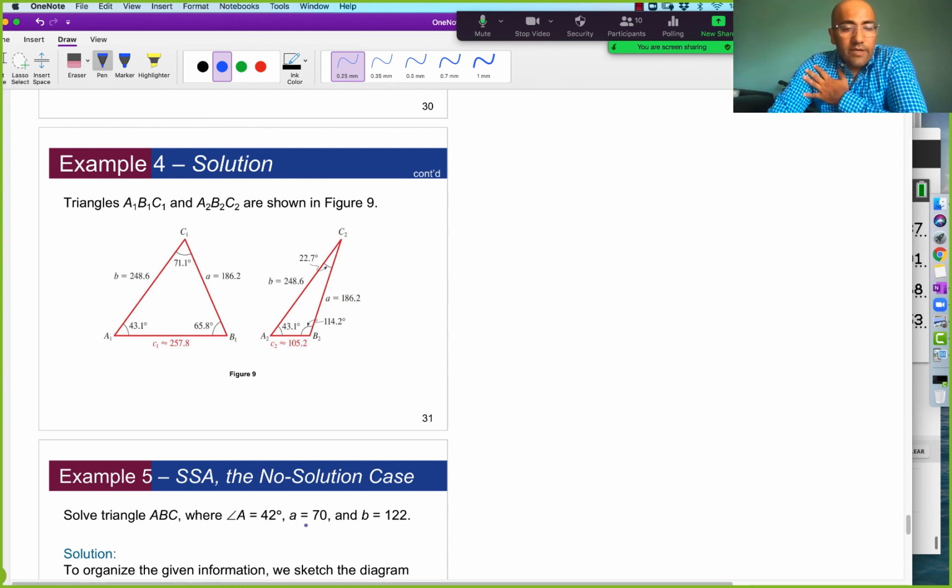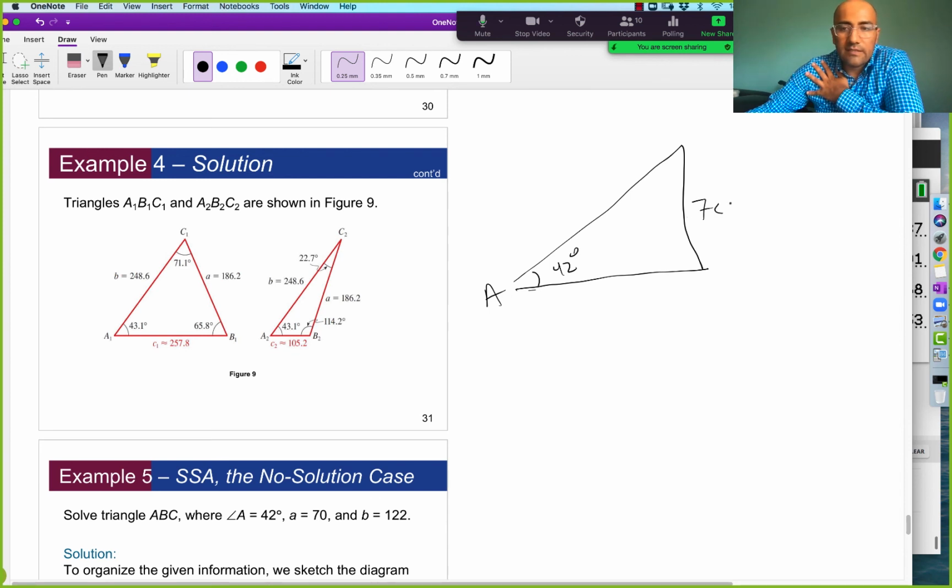Okay, sometimes you've got to be careful. They give you information and you move forward thinking everything's fine and you set up your triangle, and it might be a case that has no solution. So in this case, solve triangle ABC where angle A is 42 degrees, side a is 70, side b is 122. So you move forward in good faith. You have no idea that there's something wrong here. So angle A is 42 degrees, opposite side is 70, angle B is unknown, side b is 122.